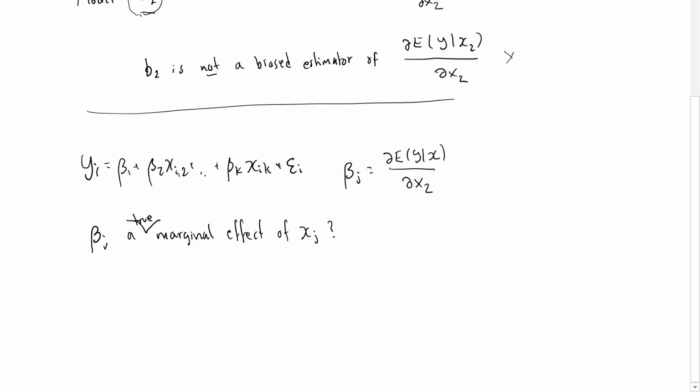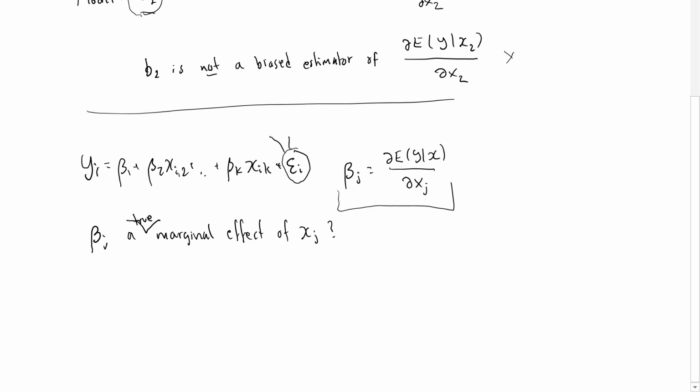Well, we know for a fact that beta j is this expression. So it does answer the question, what happens to the expected value of y if I increase xj by 1 unit, keeping all the explanatory variables in my regression constant? That is answered by beta j. And let's fix this 2 to a j to make it correct as well. But the marginal effect really wants to go further. It wants to keep everything else constant.